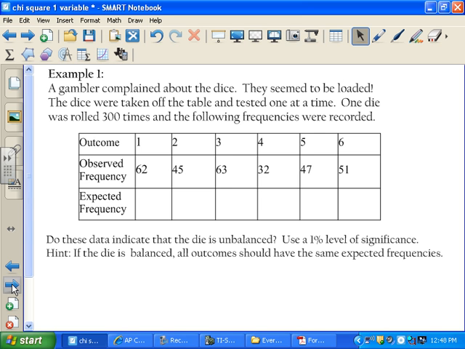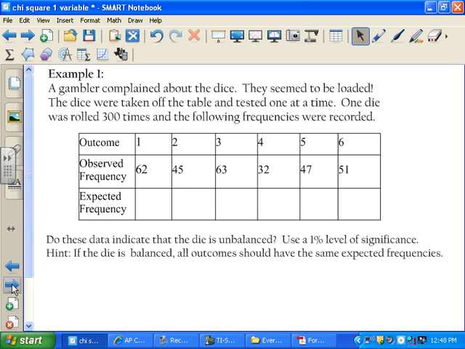Casinos don't get beat. Casinos are the best mathematicians out there. They're the best statisticians out there, because they know over time they've got probability on their side. Does that make sense? It should by the end of this class. So they're going to take this dice, they're going to roll it 300 times.